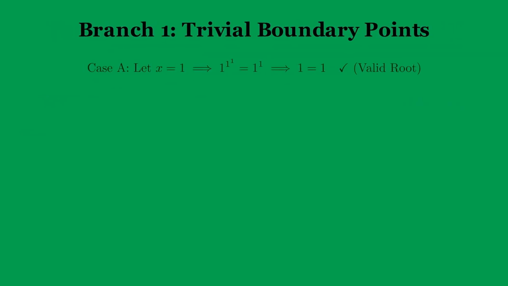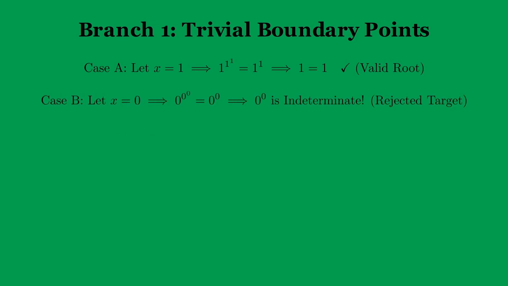Branch 1, Special Base Cases. Let's begin with the first branch by testing the special values of the base. Case A, x equals 1. Substitute x equals 1 into the equation. The left side becomes 1 raised to the power of 1 raised to the power of 1. The right side becomes 1 raised to the power of 1. Both sides simplify to 1 equals 1. Therefore, x equals 1 is a valid solution.